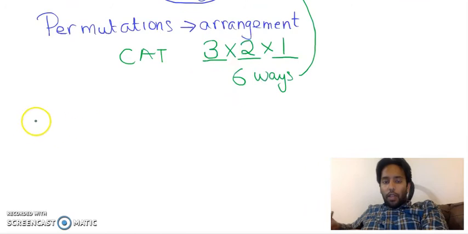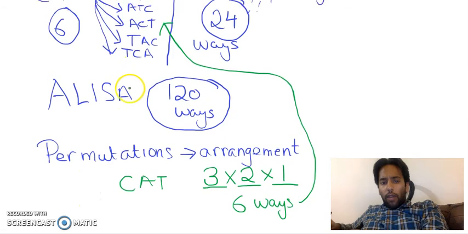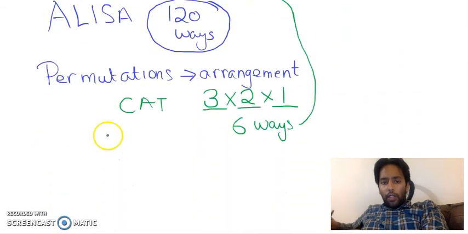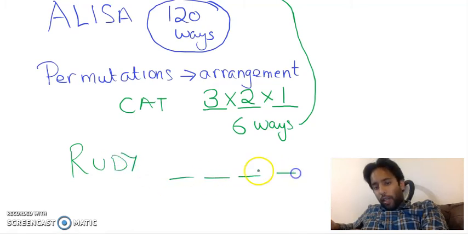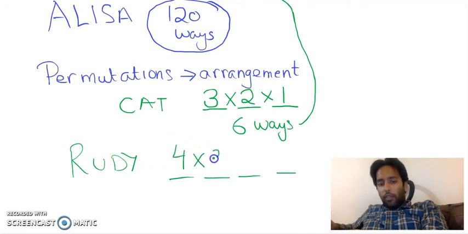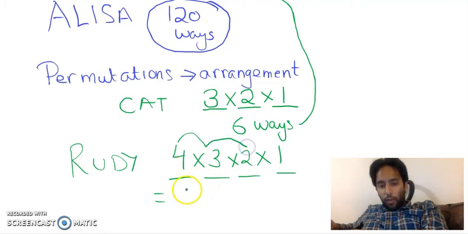6 different arrangements. So going back, we had another one here, let's take Rudy's name. So Rudy, we'll do the same thing: blank, blank, blank, blank. 4 ways to fill the first blank, 3 ways to fill the next place, 2 for the place after that, and 1 for the last one, which gives us 4 times 3 is 12, 12 times 2 is 24. So 24 ways in which you could write Rudy.